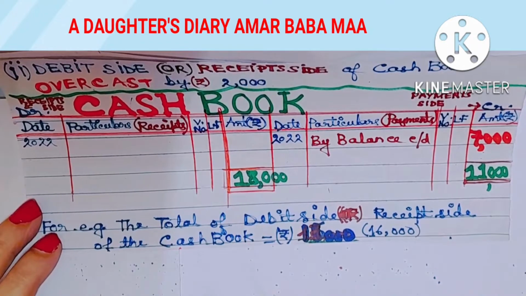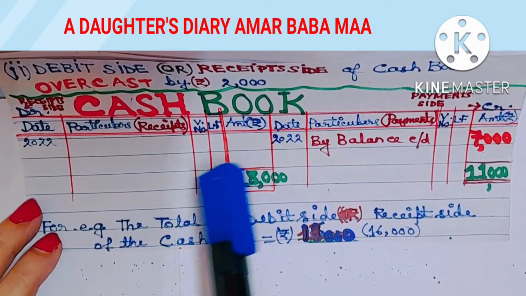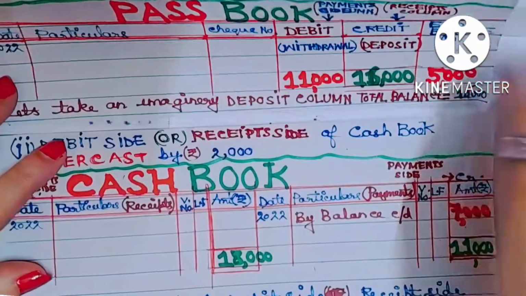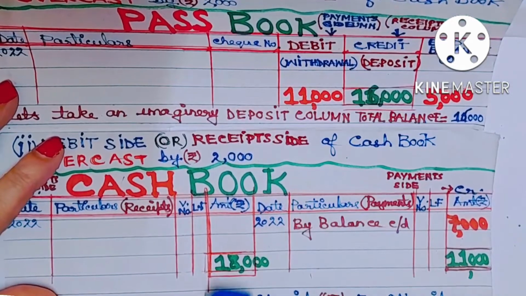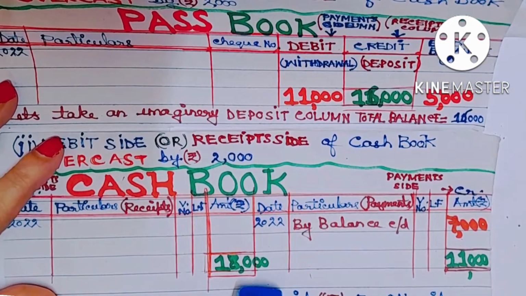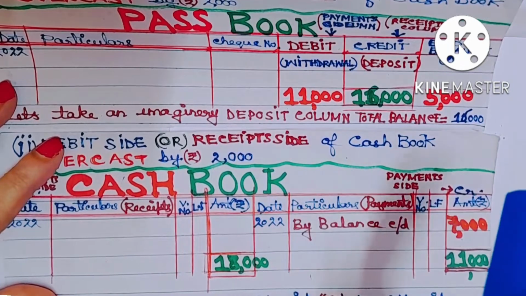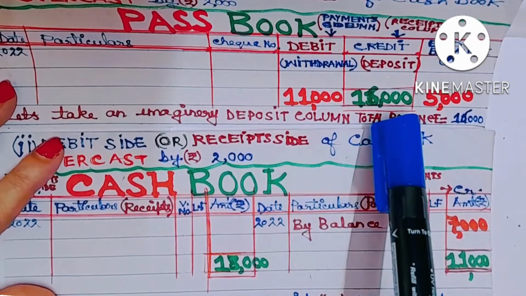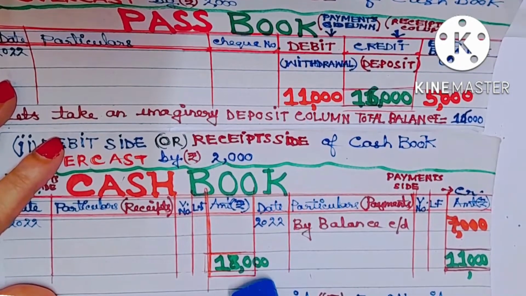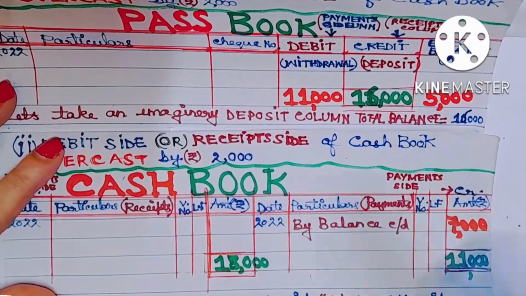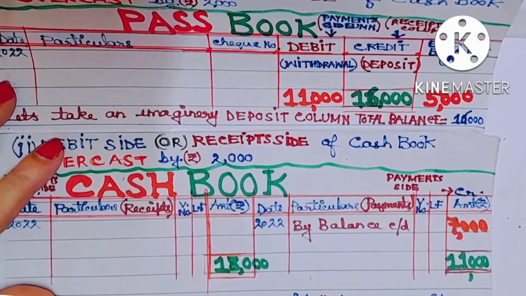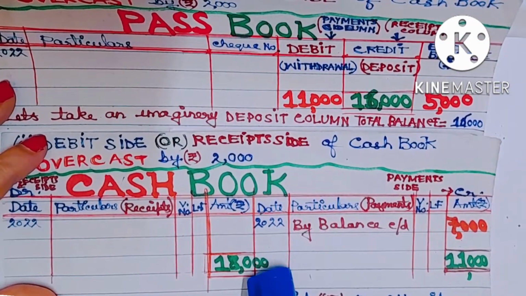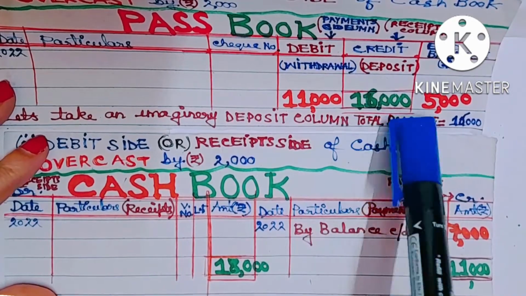The businessman has totaled wrongly. The receipt side or debit side of cash book should be equal to 16,000 just like the passbook. Say 16,000. Instead of 16,000, businessman has written 18,000. Why? Because the businessman made a mistake in the total. He has overcast by 2000. 16,000 plus 2000 will give you 18,000. That means he has increased the total by 2000. So that is the reason the total of debit side or receipt side of cash book is 18,000, which is incorrect. The correct total is 16,000. It is written correctly in the passbook.